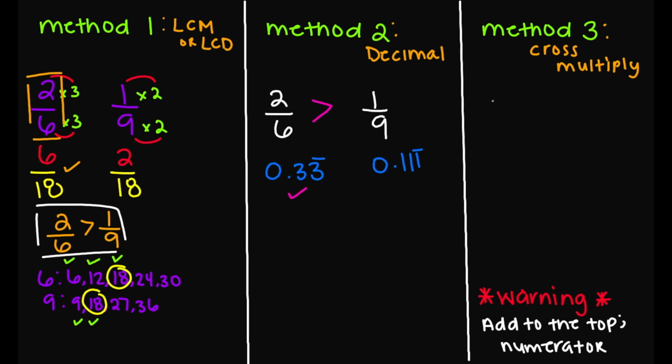Now let's go ahead and cross multiply. So 2 over 6 here, and then 1 over 9 here. So 9 times 2 is 18, and then 6 times 1 is 6. If I compare these two numbers, you see that the 18 is greater than the 6. So we know that 2 over 6 is greater than 1 over 9.